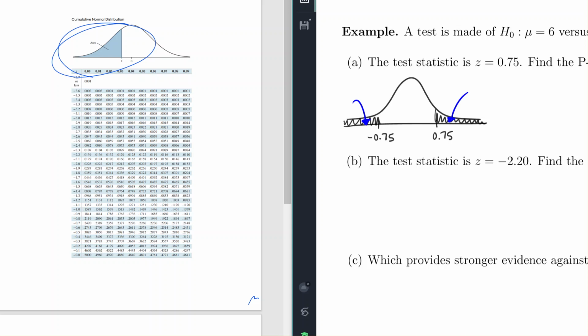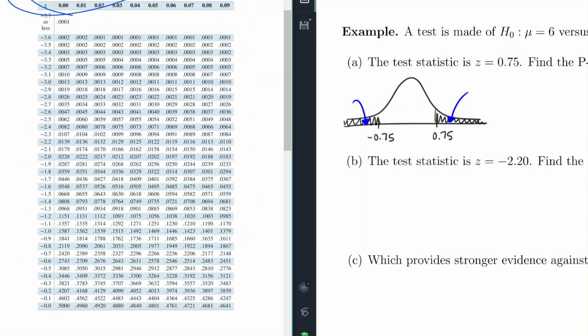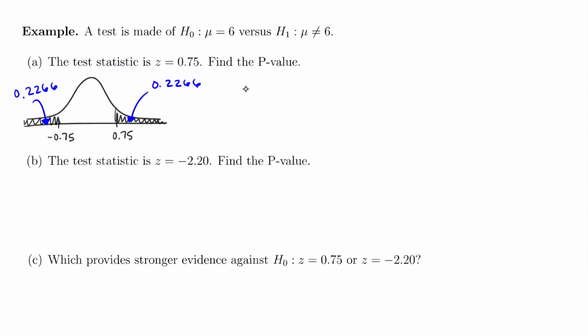So I look at negative 0.7, that would be that row. 0.05 is this column. So we see our area is 0.2266, but as this is symmetric, the area to the right is the same value. So then my p-value is just these two added together, or equivalently doubling one of them. So p is 2 times 0.2266. Type that in the calculator and we get 0.4532.